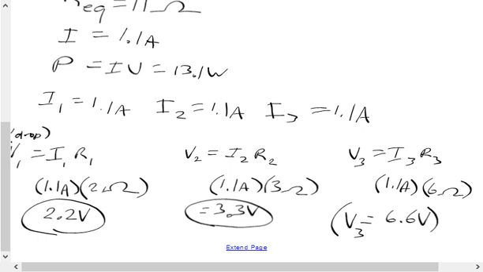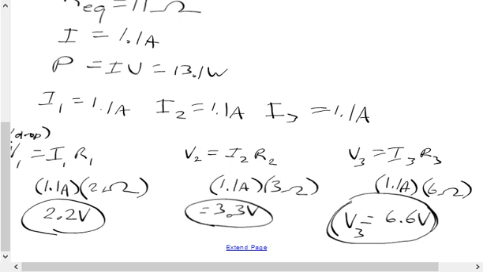I suppose I could have circled it since I did that to the rest. There we go. Okay, so we have voltage drops of 2.2, 3.3, and 6.6. And if you were to add those up, you would get 12.1. Of course, there's some rounding issues, so that should make sense, that you should get the total voltage across the entire system.